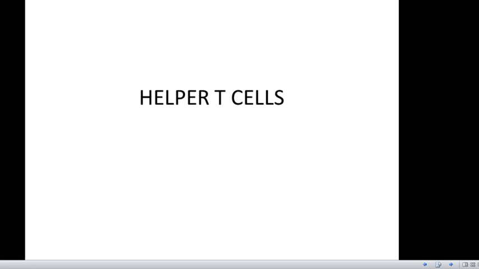Now let's study the helper T cells. The helper T cells are by far the most numerous of the T cells, constituting about 75% of all of them. They serve as the major regulator of all immune reactions. They do this by forming a series of protein mediators called lymphokines that act on other cells of the immune system and also on the bone marrow cells.